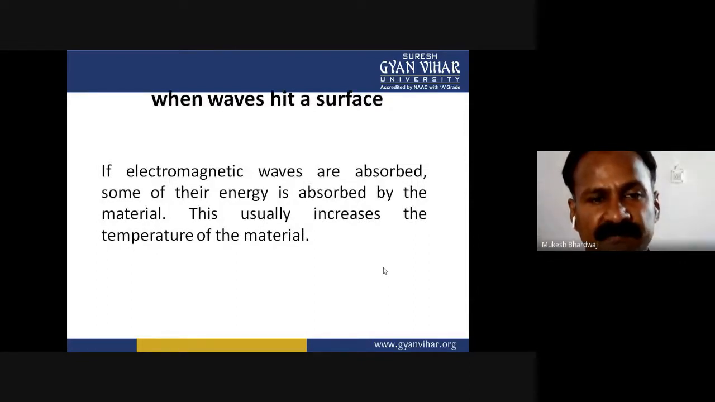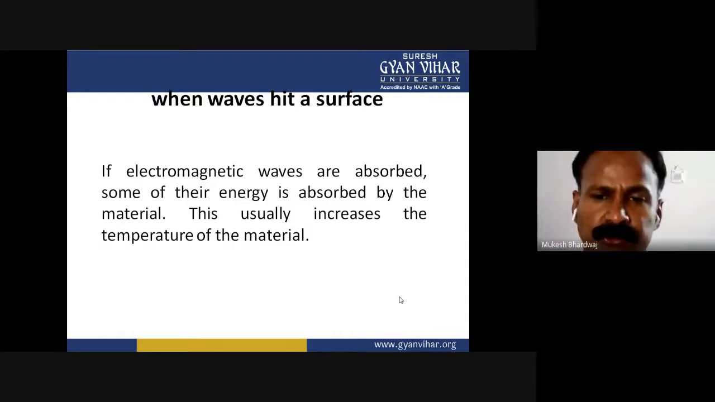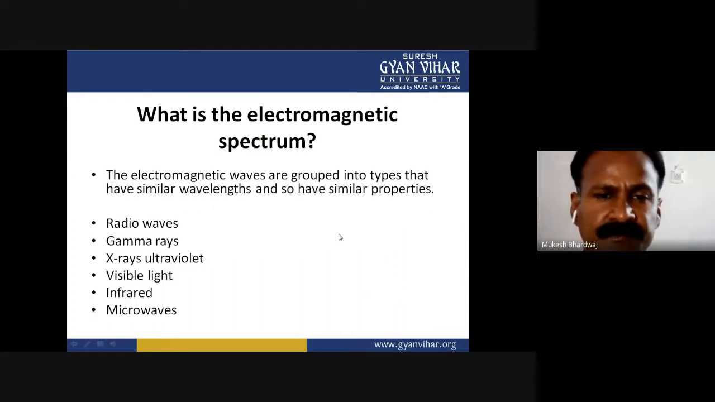When waves hit a surface, if electromagnetic waves are absorbed, some of their energy is absorbed by the material. This usually increases the temperature of the material, because electromagnetic waves have a heating property. So they usually increase the temperature of the material.